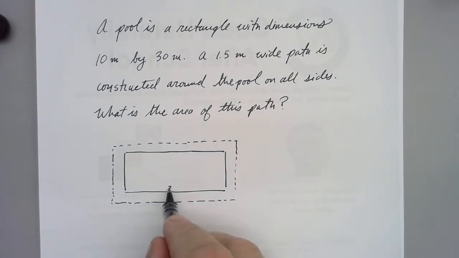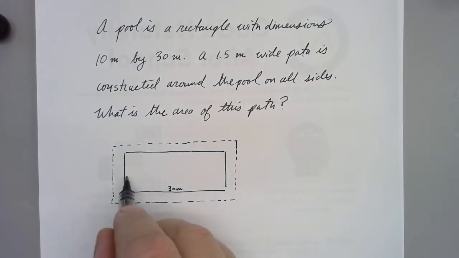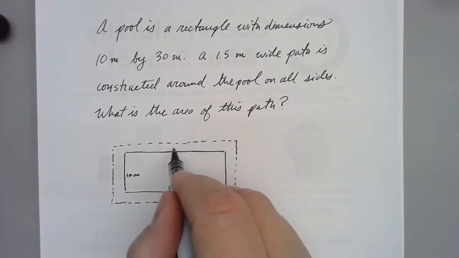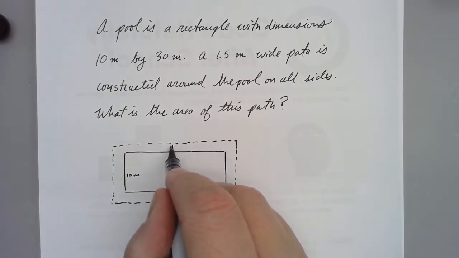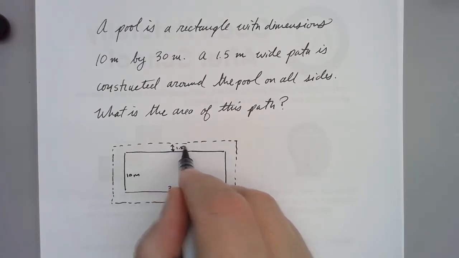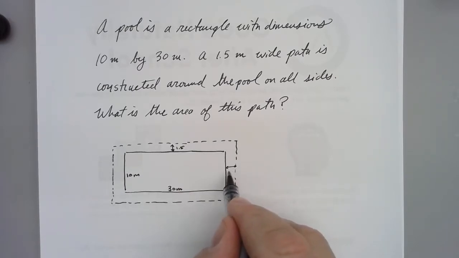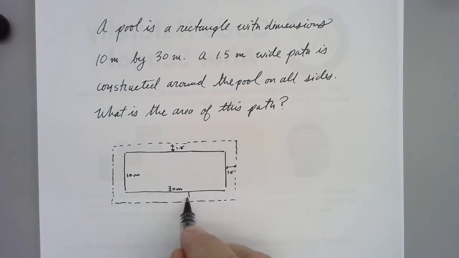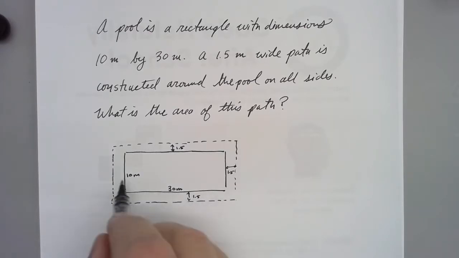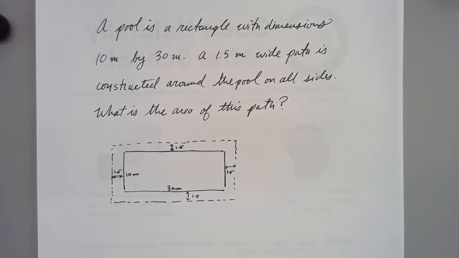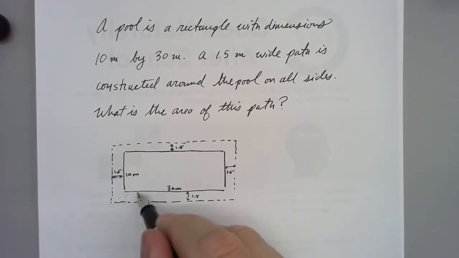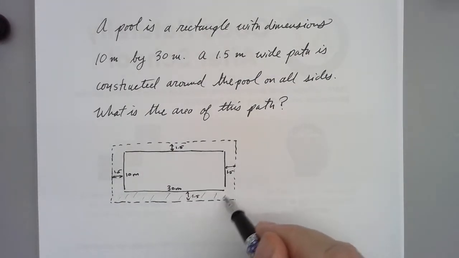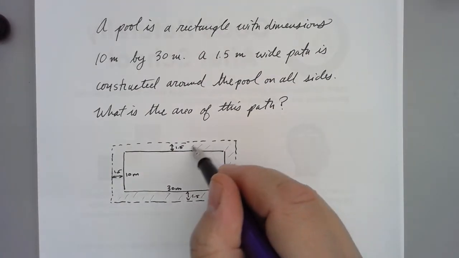Let me label all the distances we know here. This is 30 meters, this is 10 meters, and then in here is 1.5 meters, 1.5 meters. All these are meters, all the way around. I want to determine what's the area of this path. Let me shade it in here so it's clear. This is the area that I'm interested in determining.